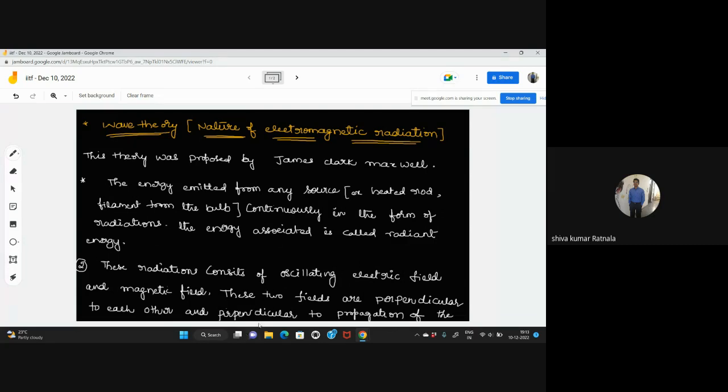Propagation of the radiation. So I will tell you. For example, let me take this is the source. Let me assume like this. So this is the propagation of the radiation. Propagation means direction of the radiation. So now the radiations will have two types of fields, that is electric field and magnetic field.